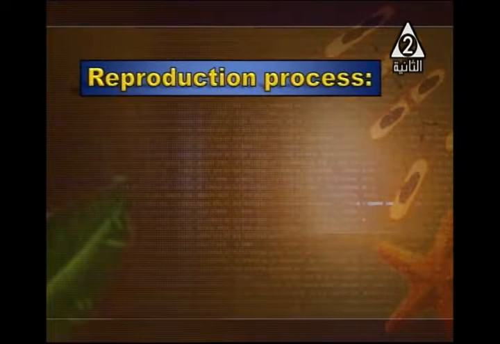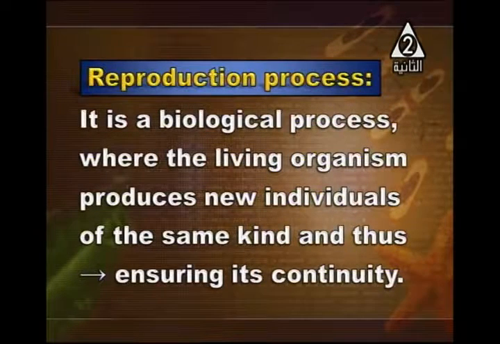What is meant by the reproduction process? Reproduction is a biological process. It means that this process can be done only by living organisms, where the living organism produces new individuals of the same kind and thus ensures its continuity. This process aims to ensure the species' continuity in life and produces new individuals of the same kind.